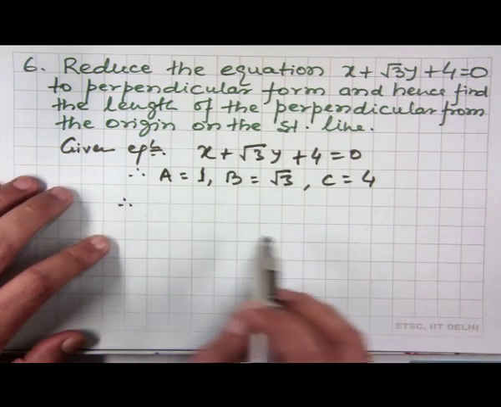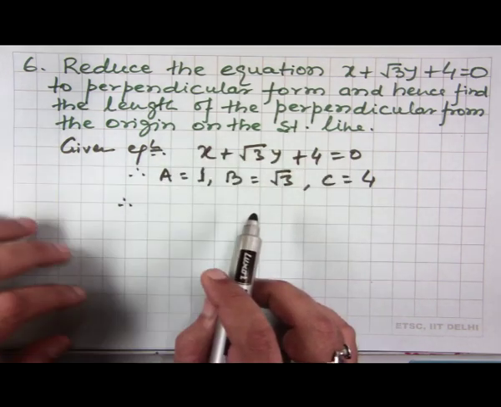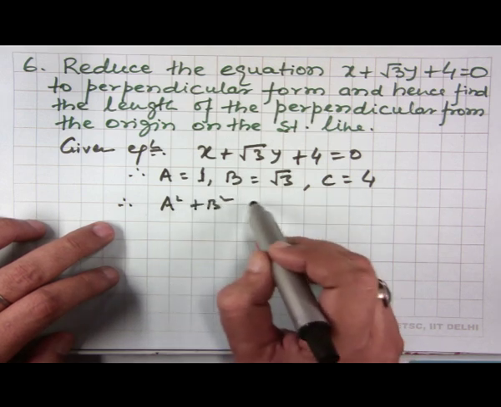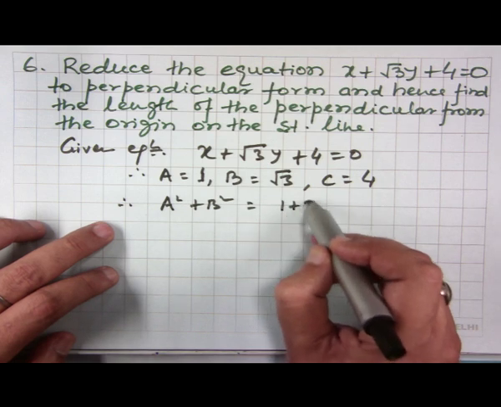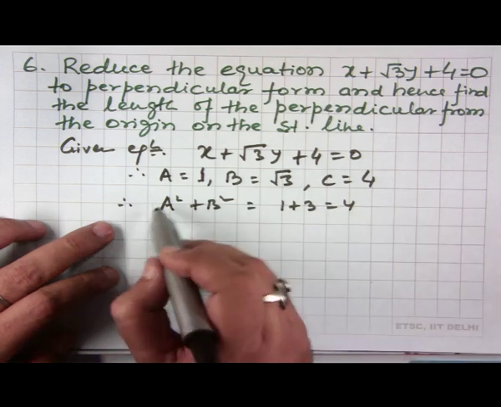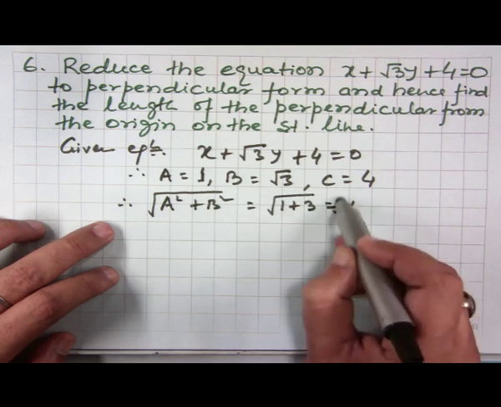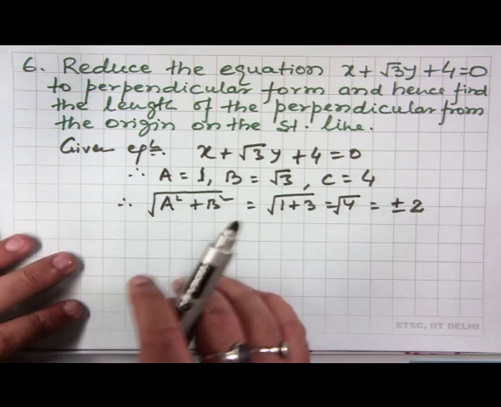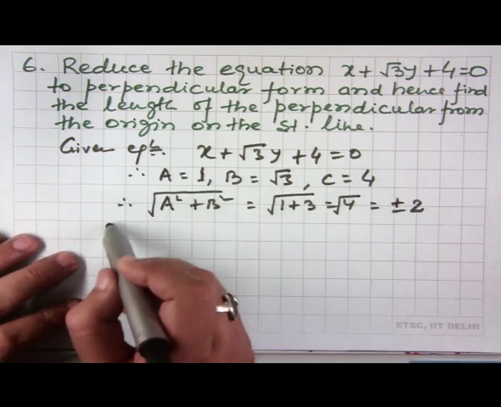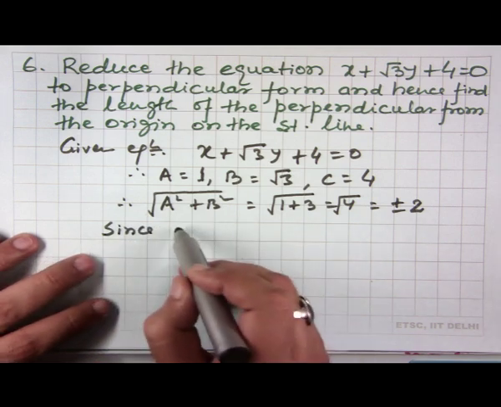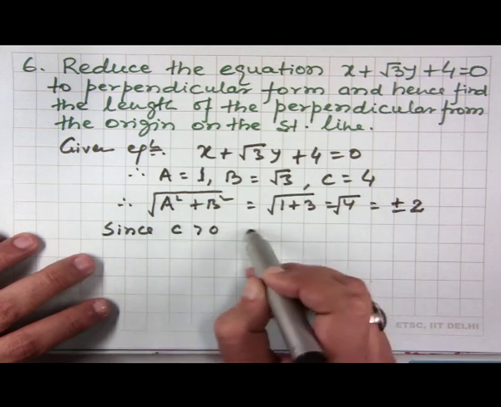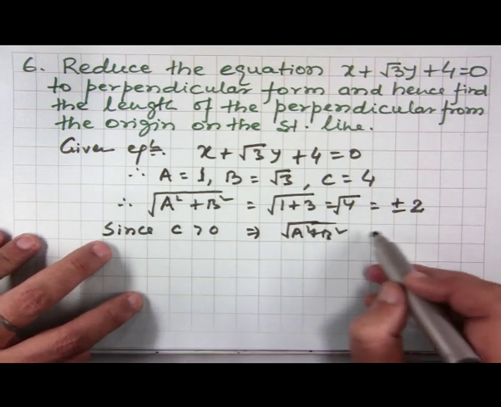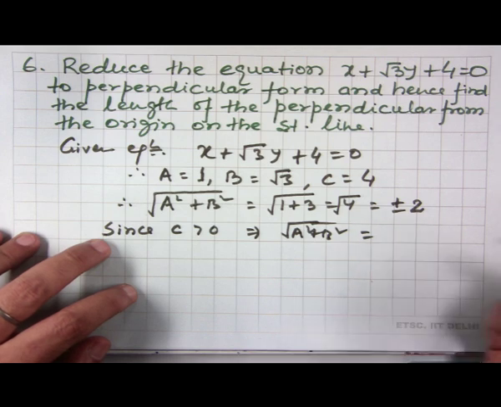So for the length of perpendicular, first of all reduce the equation to normal form. So a square plus b square is equal to 1 plus 3 equal to 4. So square root of a square plus b square is equal to plus minus 2. Since c is positive, since c is greater than 0, this implies square root of a square plus b square is plus 2.